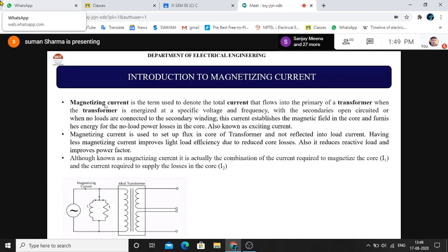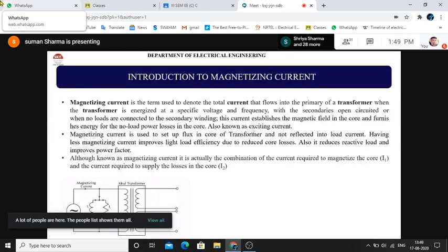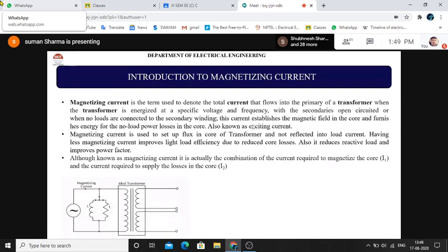So when no load is connected to the secondary, this current establishes the magnetic field in the core and furnishes energy for no load power losses in the core. It is also known as the exciting current because you are exciting the primary and the secondary is kept open. So whatever current is flowing is due to the excitation of the primary. Magnetizing current is used to set up the flux in the core of the transformer and is not reflected into the load current, because the secondary is open, so I2 is 0.